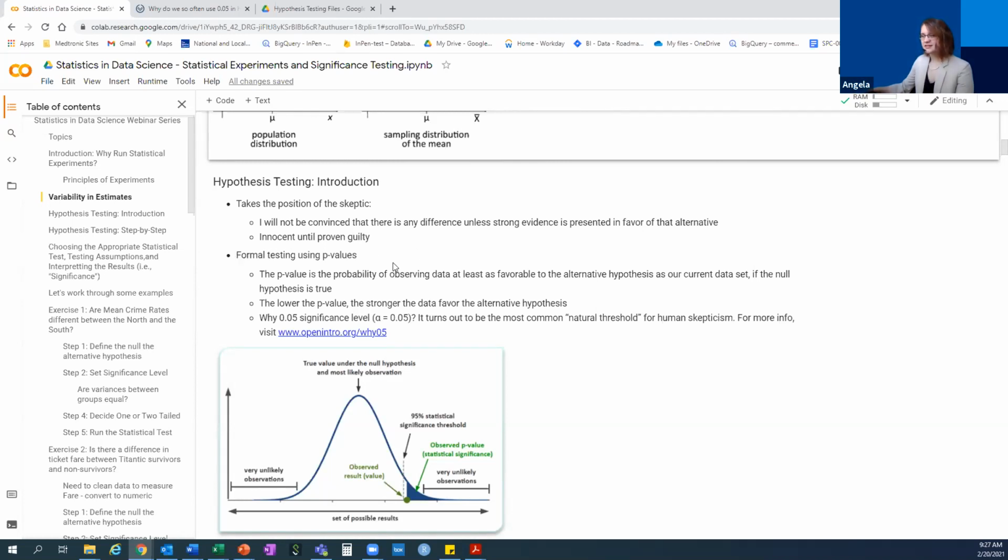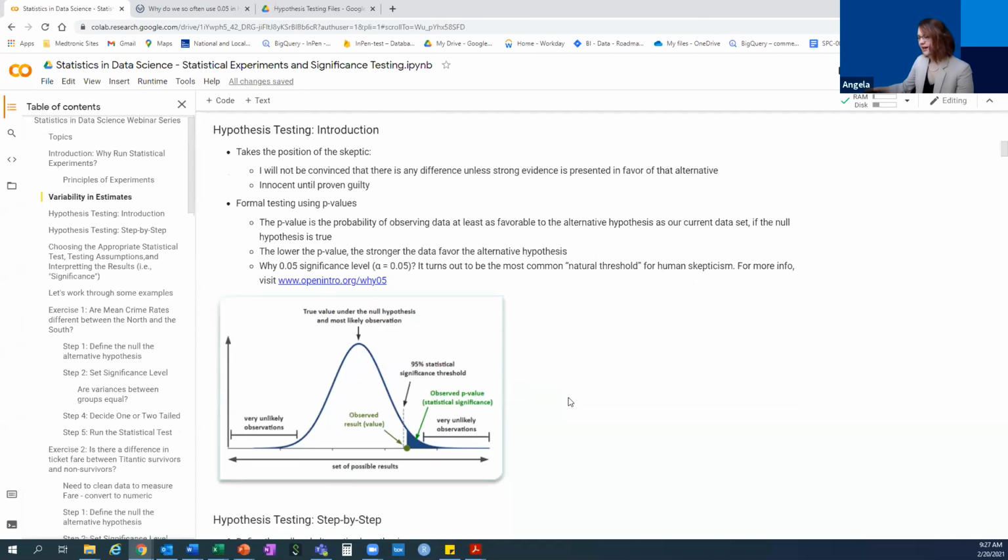So for formal testing using p-values, there are a few key concepts to cover here. The p-value is the probability of observing data at least as favorable to the alternative hypothesis as our current data set, if the null hypothesis is true. It's kind of a lot to unpack, but I think this image will help with that.